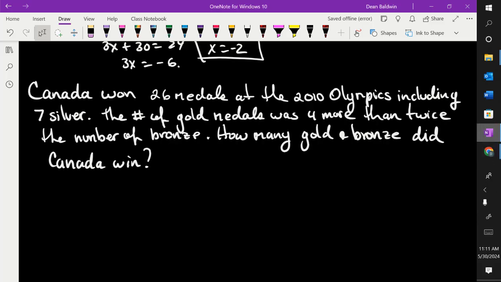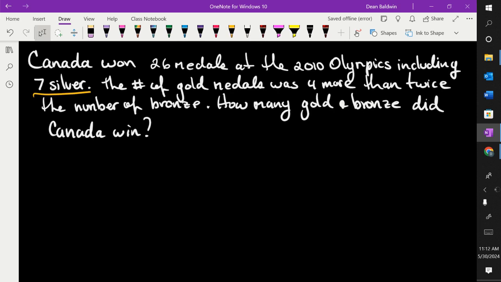So, we win 26 medals at the 2010 Olympics, including 7 silver. The number of gold medals was 4 more than twice the number of bronze. How many gold and bronze did we win? All right. We won 26 medals. How do you figure out what are the 3 types of medals? Okay, so that means they tell us the number of silver, right? We know that silver is 7.